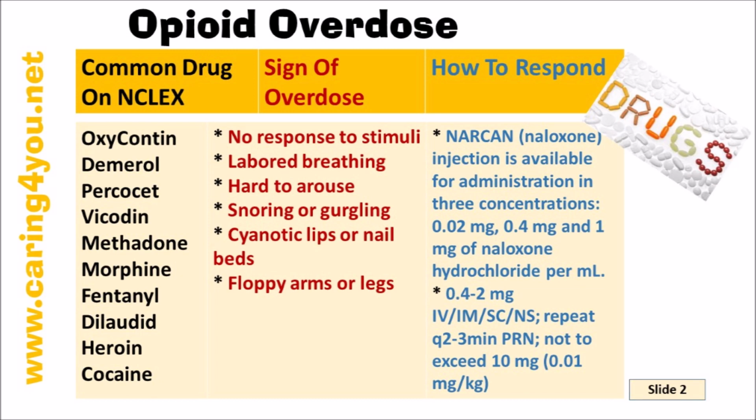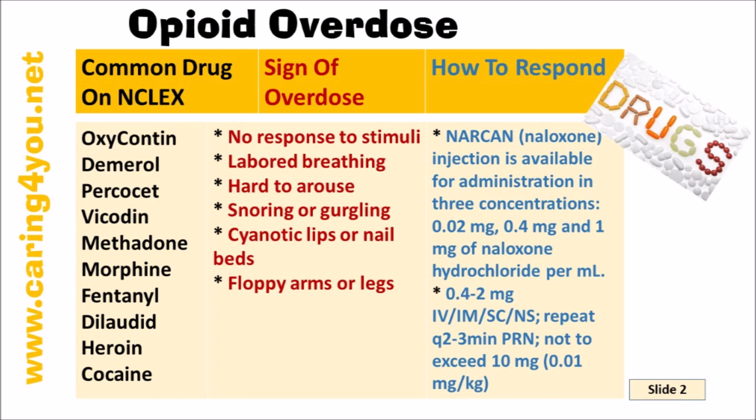Write it down. I didn't go over every sign and symptom of each med, because these are all opioids. Opioids all do the same thing, nursing students. So what is the sign of an overdose? Whether you're at home or a nursing student, the sign of an overdose is no response to stimuli, labored breathing, hard to arouse, snoring and gurgling, cyanotic lips or nails, floppy arms or legs. Some people may even lose consciousness and need CPR, right?